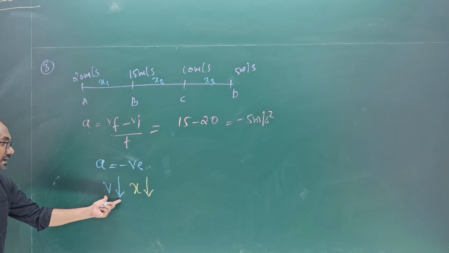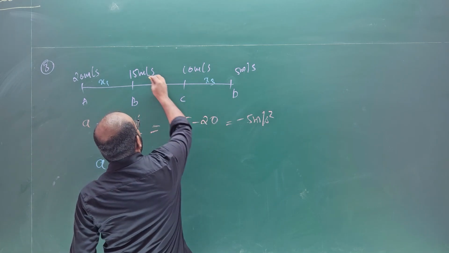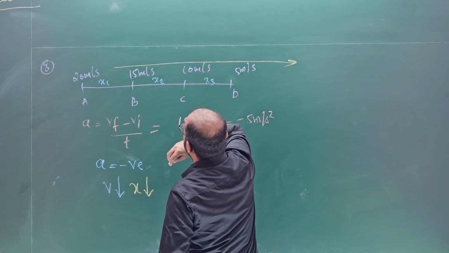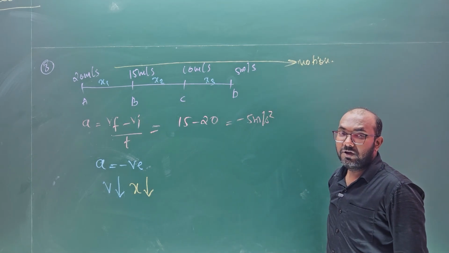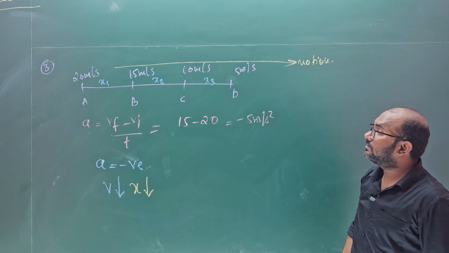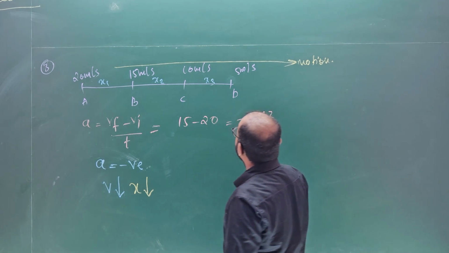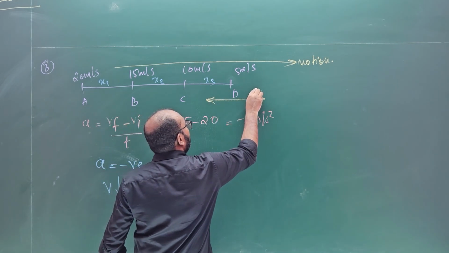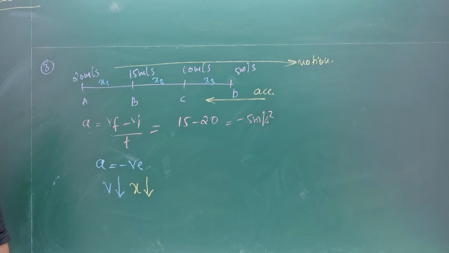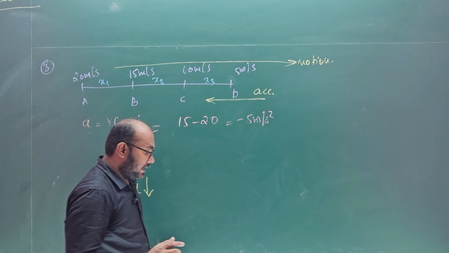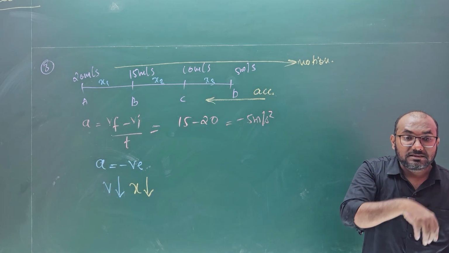If velocity is decreasing, even though body is still moving in this direction, right? So can I say this is the direction of motion? This is the direction of motion. And what is the direction of acceleration this time? Then the acceleration direction will be opposite to the direction of motion. This is the direction. Whenever velocity is decreasing or acceleration is negative, then we call that particular thing deceleration, or it is also called retardation.